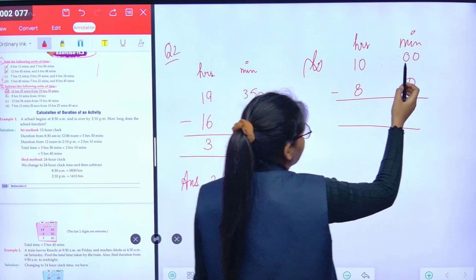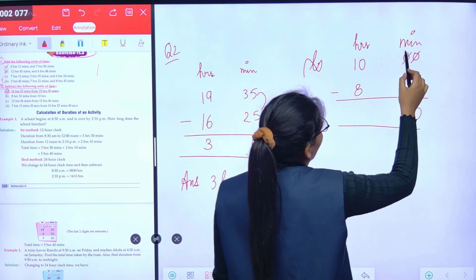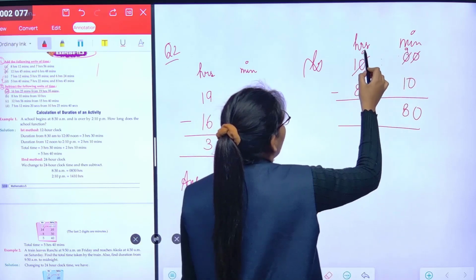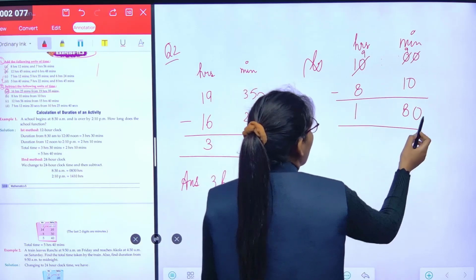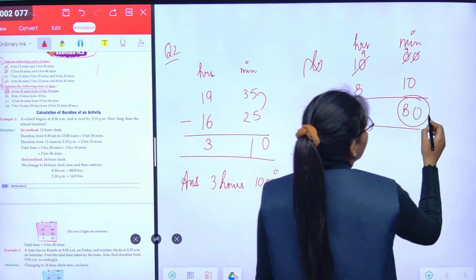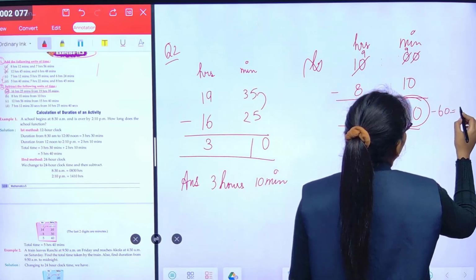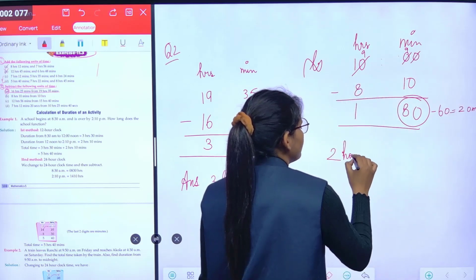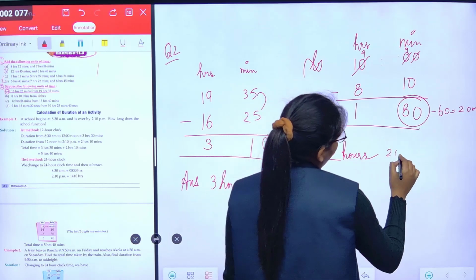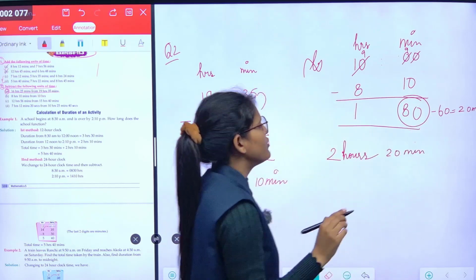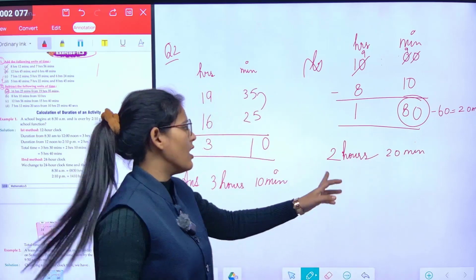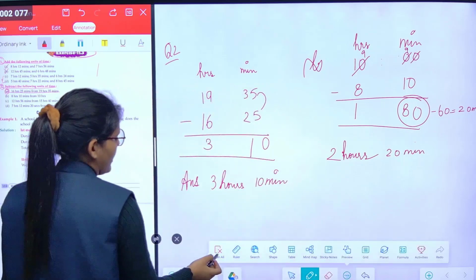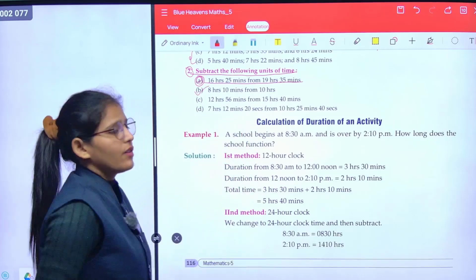So 0, 0. 9 minus 1, 8. Okay. Now 9 minus 8, 1. Now class, see, here we have 80 minutes, so minus 60 minutes, so 20 minutes, and then add 2 hours. Here we changed the 80 minutes, and increased the hours. So 12 hours 20 minutes, class. Okay, I hope you all have understood very well. Now class, A and B part is done. Rest of the parts do yourself.